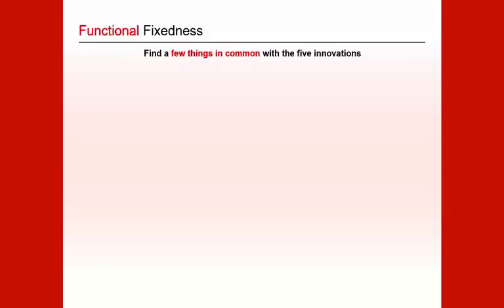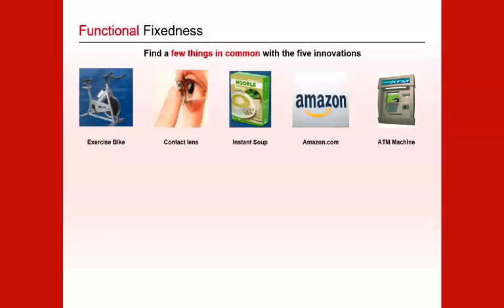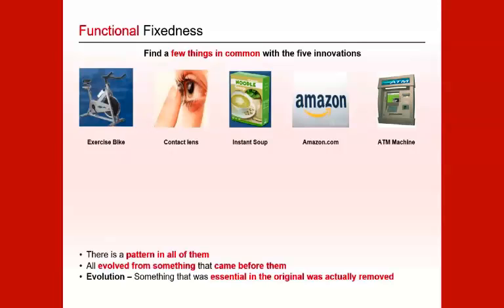Find a few things in common with these 5 innovations. We have an exercise bike which came from the bicycle, and the objective of inventing a bicycle was transportation, moving from one place to another. The key component of a bicycle is the bicycle wheels. In an exercise bike, the bicycle wheel, which is the most critical component, has been removed.